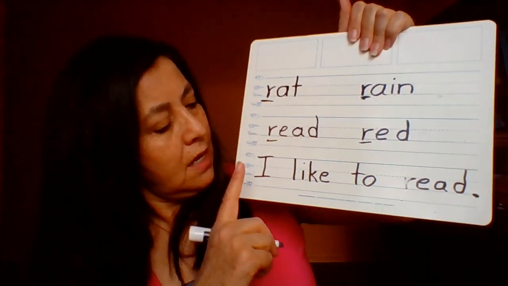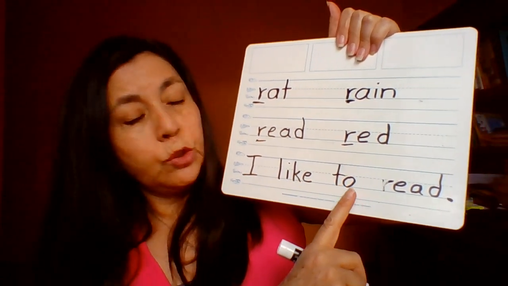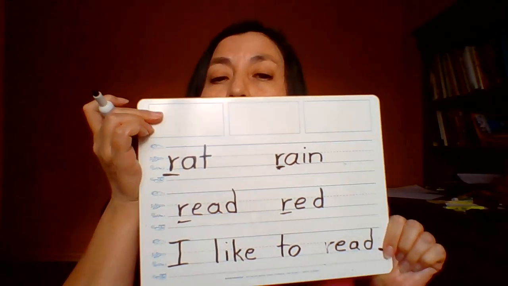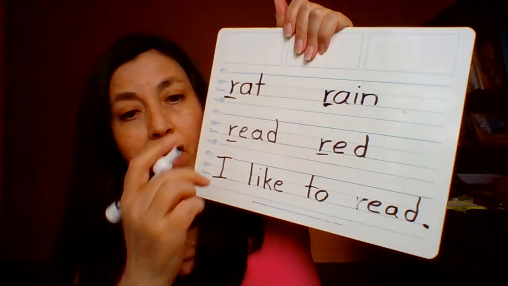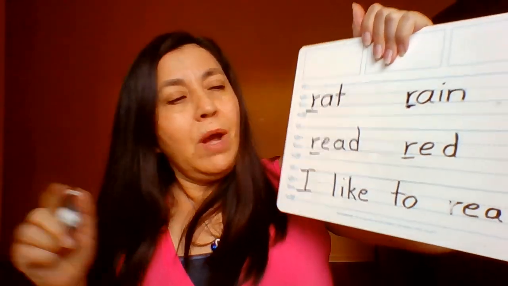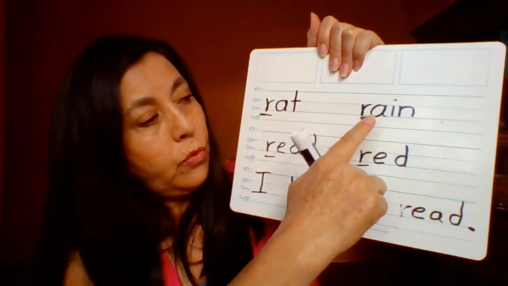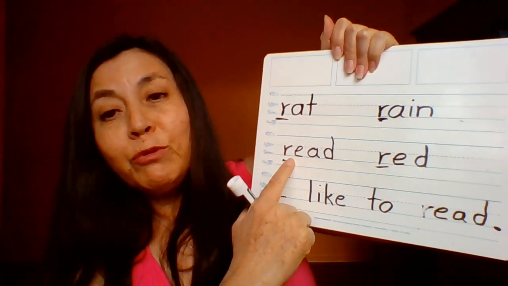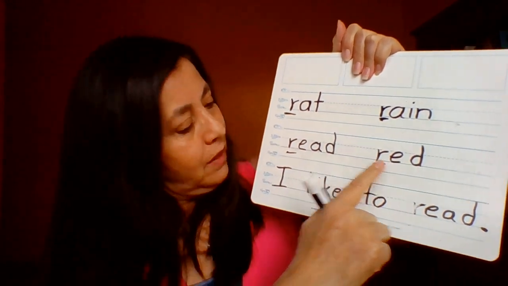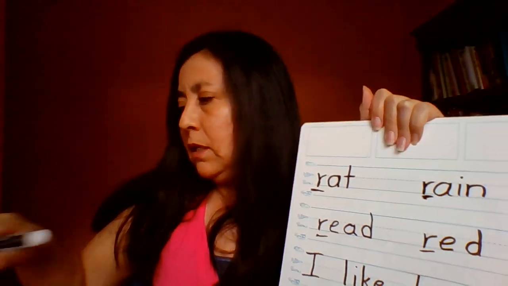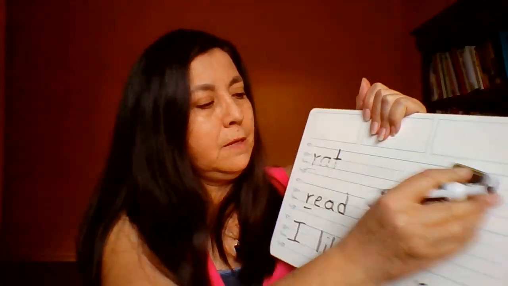Let's read the sentence again. I like to read. You have to write the words with me on your whiteboards, okay? You're not just watching, you have to write them too, okay? So let's read it one more time. Rat, rain, read, and red. The sentence, I like to read. Okay, erase it. We're gonna do a new letter.